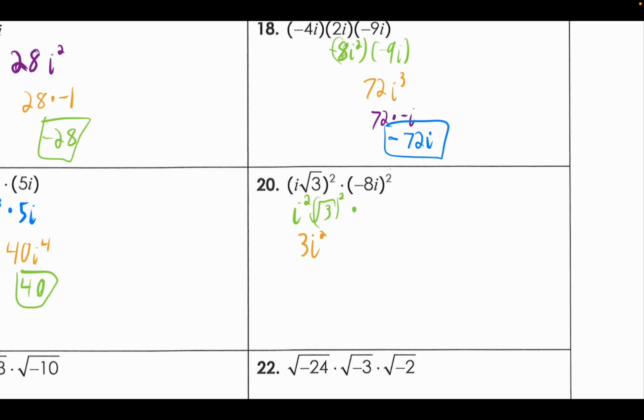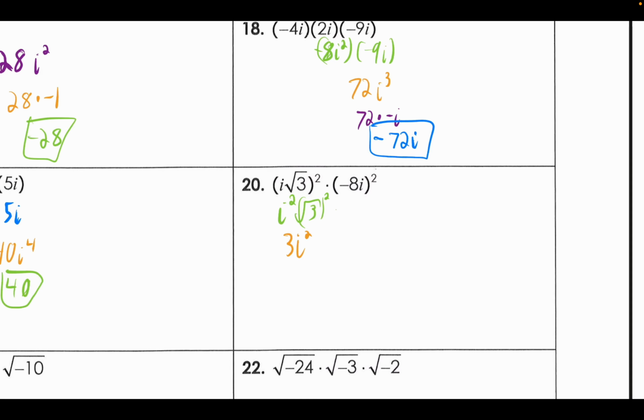Our other one right next door would be negative 8 times negative 8 is positive 64, and i times i is i squared. And so I'm just going to rewrite that right here. I should do the orange to match what I did a moment ago, keep consistent. Now I know i squared is just negative 1, so this is negative 3, because 3 times negative 1 is negative 3. And this is negative 64 for the same reason, because 64 times negative 1 is negative 64. And as I multiply these two together, I end up getting the positive number 192.